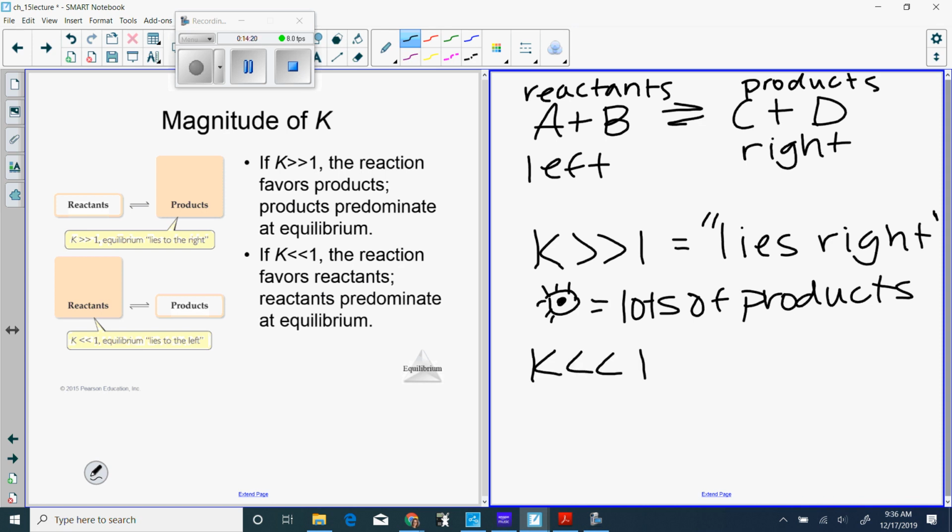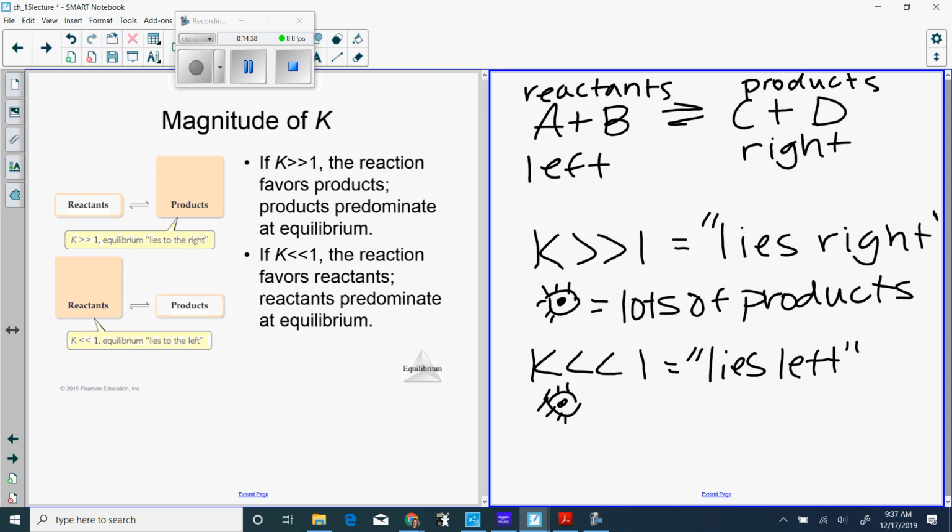If K is less than 1, that means 0.1. We say it lies left. The left side is our reactant side. So to our eyeballs, it looks like nothing happened, right? If I have mostly reactants and I'm not making products, nothing has happened. I didn't make anything, nothing has happened.